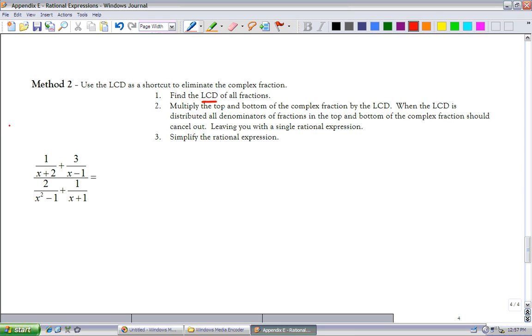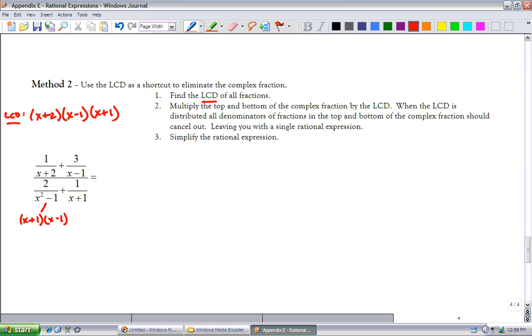Okay, first thing I'm going to do is look at every single fraction in this expression, all four of them, and ask what the least common denominator is between all of them. To answer that, you need to understand that x squared minus 1 will factor to x plus 1, x minus 1. That's key. So if I look for the least common denominator in all of those, it would be x plus 2, x minus 1, x plus 1.